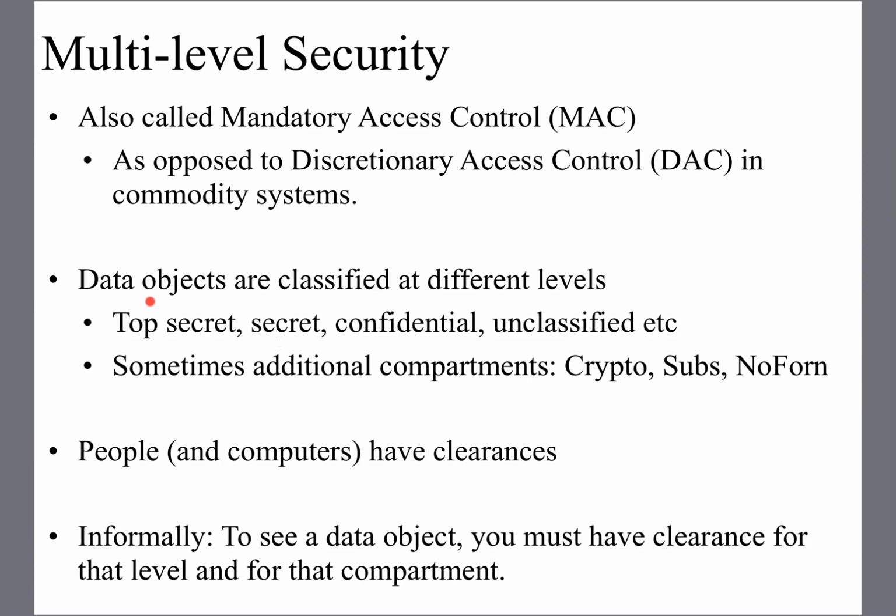Likewise, just like data objects, you have people, and people have clearances. In order for someone to access top secret data, their clearance should also be top secret. People are given clearances for top secret, secret, confidential, and so on. So it's fairly easy to understand. If I have only secret clearance, I'm not allowed to access data that is top secret. Or if I have only unclassified clearance, then I don't have access to any data at a higher level. It's very easy for people to understand. Okay, so what's all the fuss about?